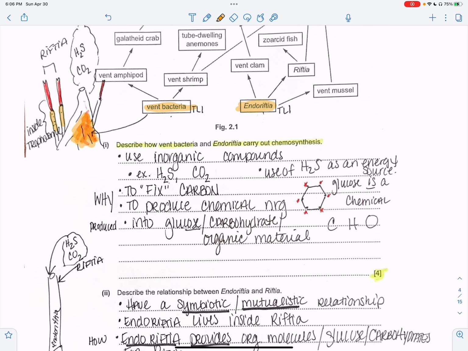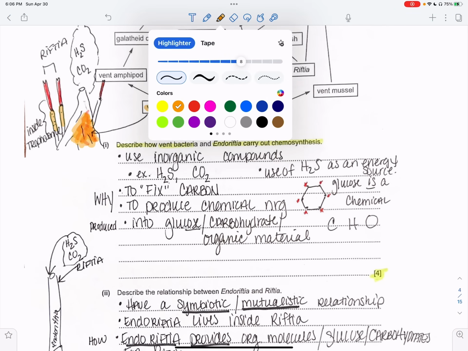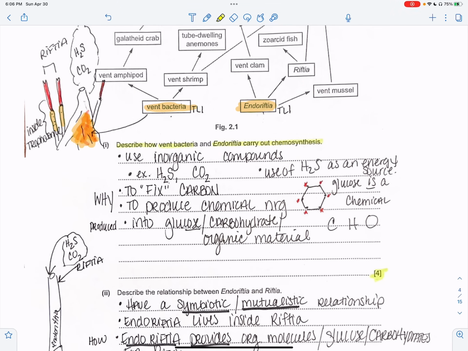And the exam question, describe how vent bacteria and endoriftia carry out chemosynthesis. So what does vent bacteria do and what does endoriftia do? They're both producers. They use inorganic compounds. If this was photosynthesis, we would say they use water and carbon dioxide, and with the energy from the sun, they synthesize glucose. So they use inorganic compounds.